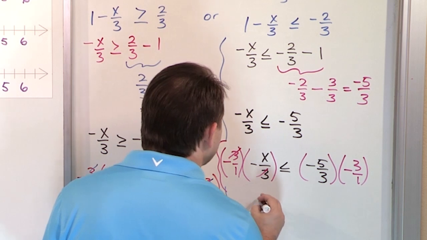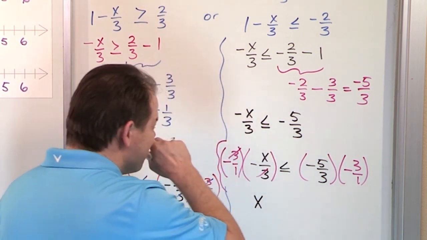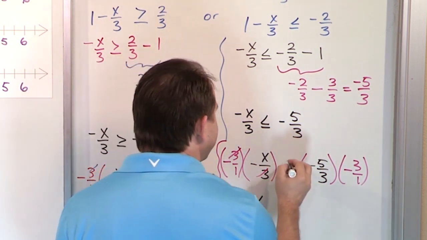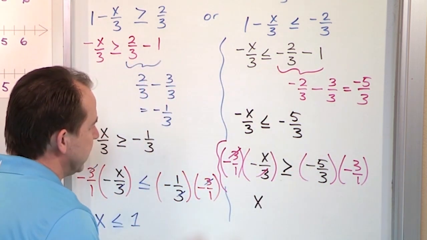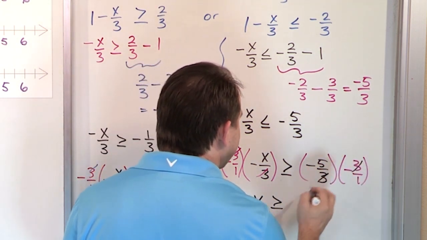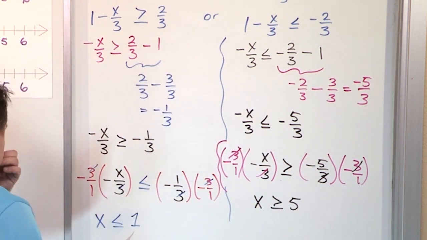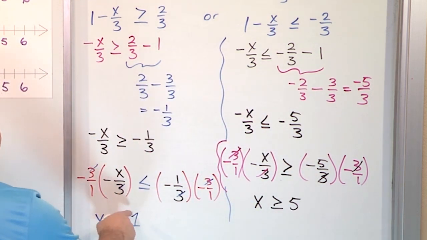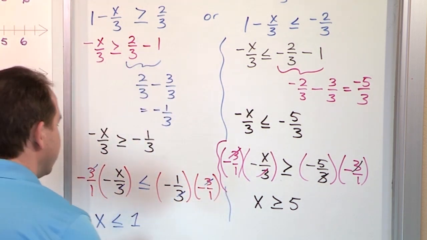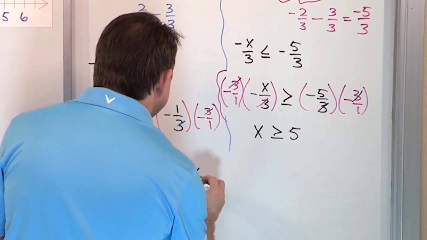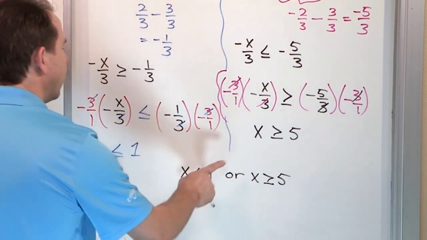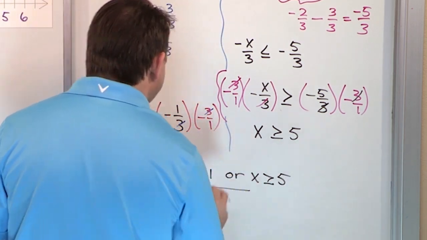So all I'm left with on the left-hand side is x. But in this step, when I multiply by the negative 3, I have to flip the direction of the inequality. So I flip the direction of the inequality. On the right-hand side, I get positive, but the 3s cancel, so I get 5. So the answer I get for one of these is x is less than or equal to 1, and for the other one, x is greater than or equal to 5. So you would write it like this: x is less than or equal to 1, or x is greater than or equal to 5, and that's the answer.